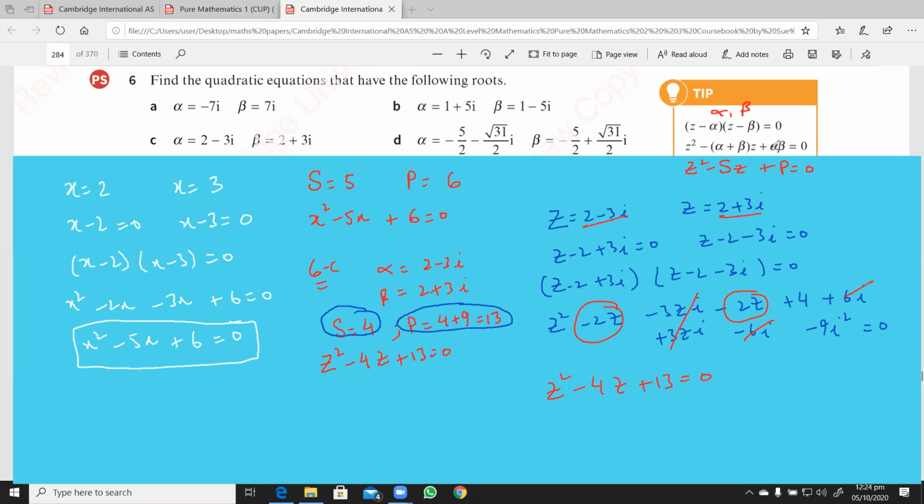Where did I write that? Yeah, here is the rule. That is your z squared minus sum of the roots times z plus the product of the roots. Okay? Should I do one more question for this? Or is it clear?